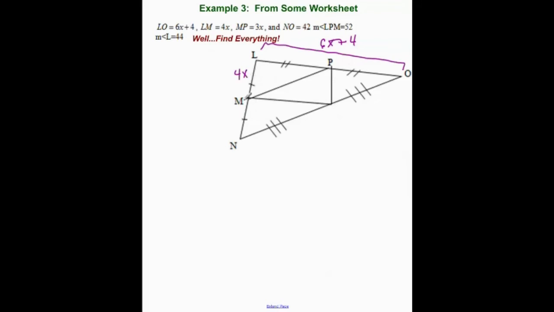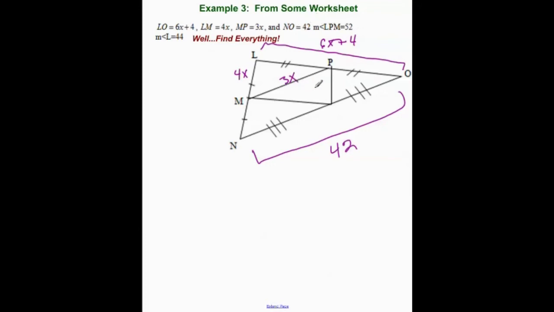MP is 3x. NO is 42, so this whole thing is 42. And notice how I just didn't write a 42 over here, because that can make an illusion that just one of these segments is 42. And I'll hold off on the angles just yet, because I might have to erase, because this is going to get a little busy. So we'll find the angles shortly.